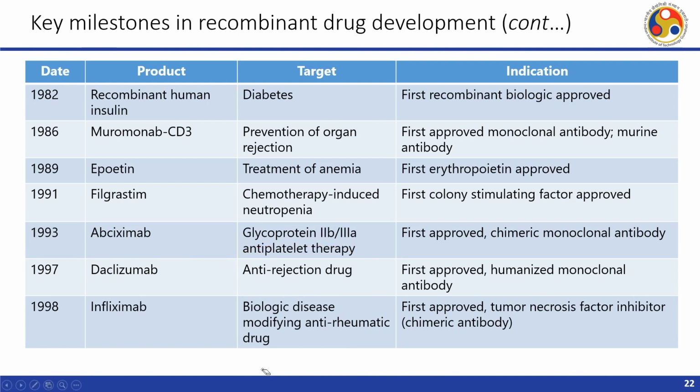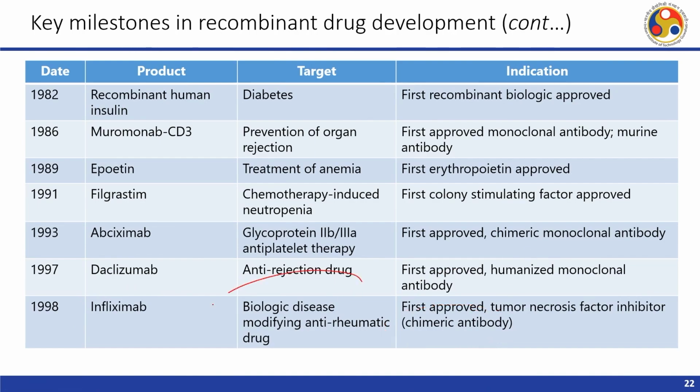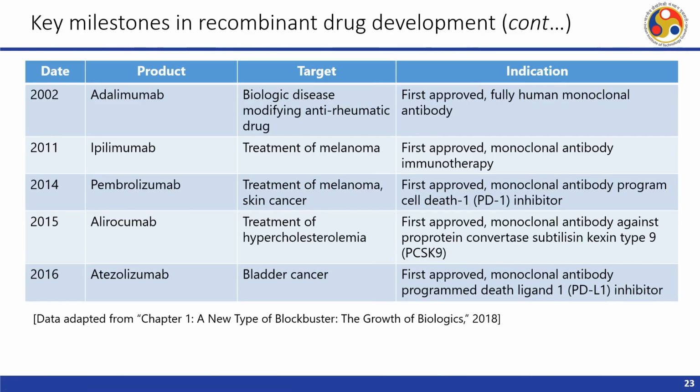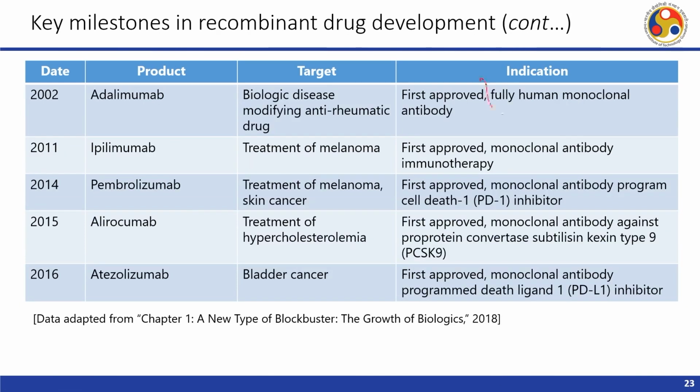Then we have infliximab, this is the first approved tumor necrosis factor inhibitor, and it is a chimeric antibody. This is a therapy for biologic disease modifying anti-rheumatic drug in 1998. Then we have in 2001 adalimumab, which is the first approved fully human monoclonal antibody. So, this is a humanized monoclonal antibody, but this one is a fully human monoclonal antibody. So, we have then ipilimumab, which is the first approved monoclonal antibody immunotherapy.